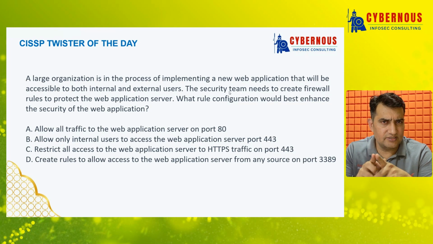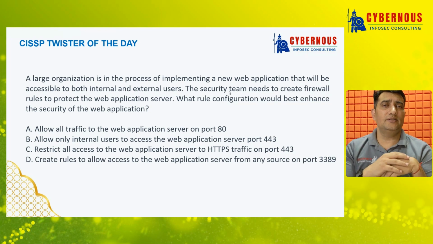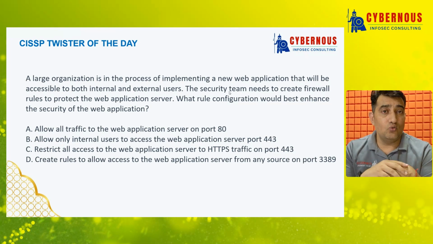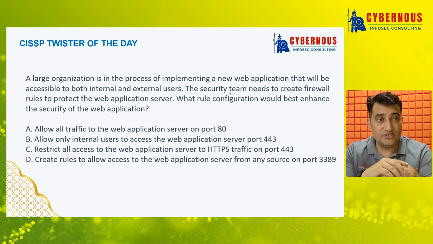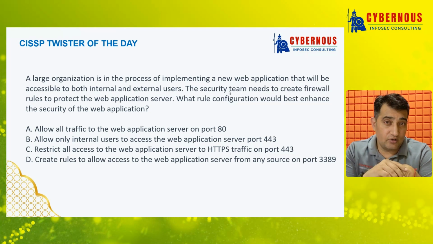Create rules to allow access to web application server from any source on port 3389. Port 3389 is for remote desktop protocol. It's not for HTTPS traffic. So obviously it's a wrong selection of the rule.